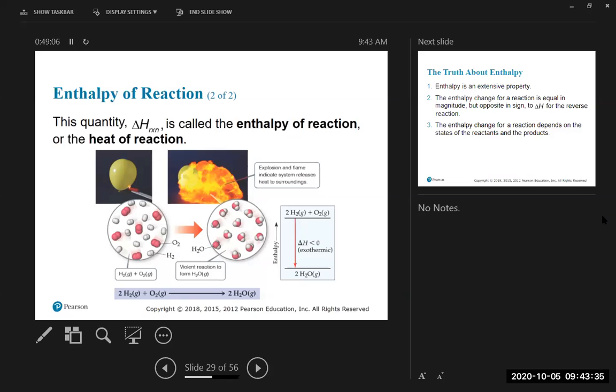Because remember, when we express this kind of stuff, we're interested in the magnitude. So in other words, the number. We're interested in the units. But we're also interested in, is it plus or is it minus? Because that plus minus is important to us because it tells us if heat's going in or if heat's going out.